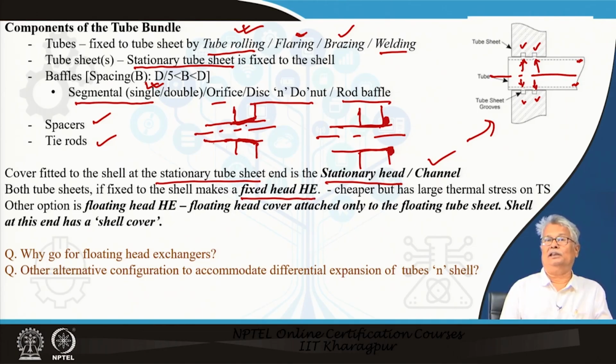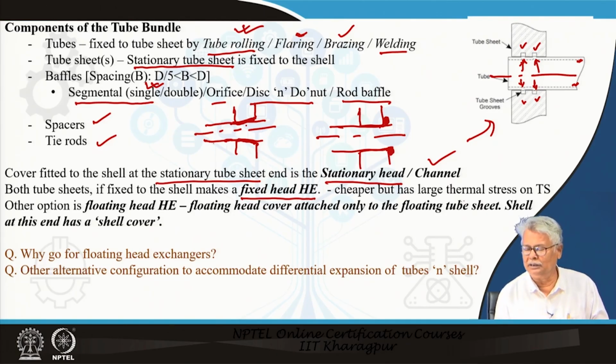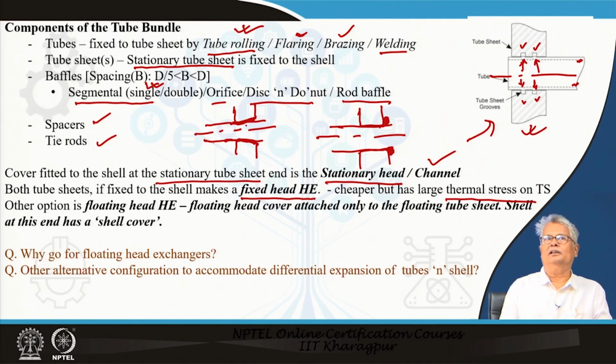So, it is something very interesting to note here. It is very cheap to build, but what happens is you will always have a temperature difference between the shell side and the tube side fluid. So, the expansion of these two will be different. Quite naturally, because of differential expansion, there will be a large amount of thermal stress on what? The thermal stress has to be borne by the tube sheet. So, even though you can go for a cheaper fixed head exchanger, you should not use it when there is large difference between the shell and the tube fluid temperatures.